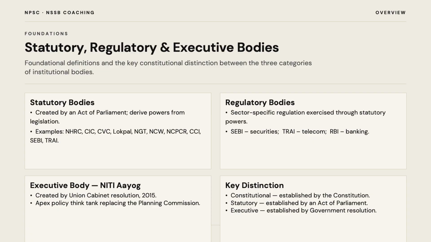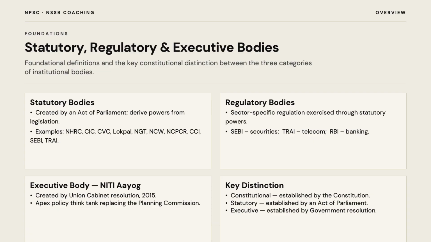Now, regulatory bodies could be statutory bodies or constitutional bodies. An example of a constitutional body that is a regulatory body is UPSC. It regulates central exams, and it is mentioned in the constitution, which is why it is a constitutional body, but it also functions as a regulatory body. So constitutional bodies can be regulatory bodies, but not all regulatory bodies are constitutional bodies. Regulatory bodies can either be statutory bodies or constitutional bodies.